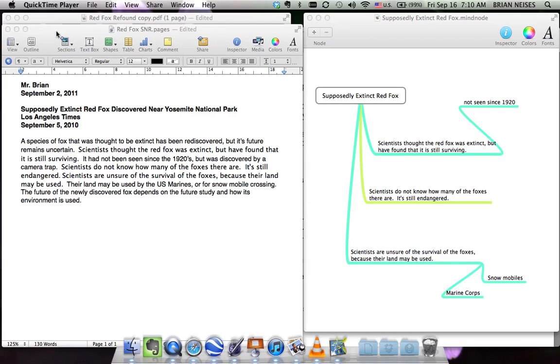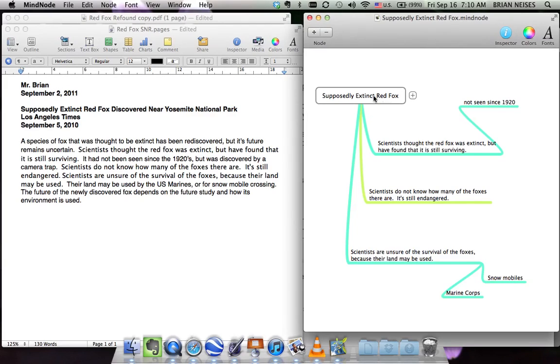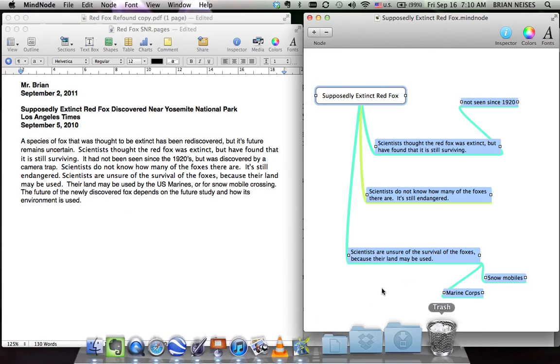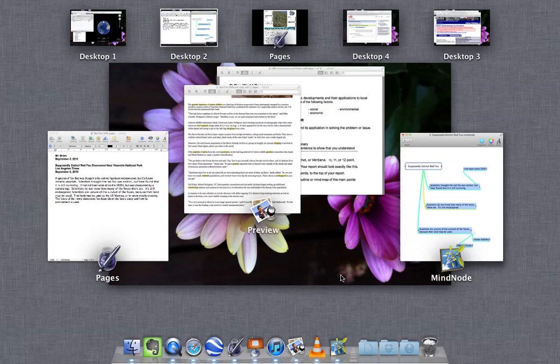News reports and find the main points, and then how to take those main points, turn them into sentences with support, and then to go back and write our introductory sentence and our conclusion sentence.